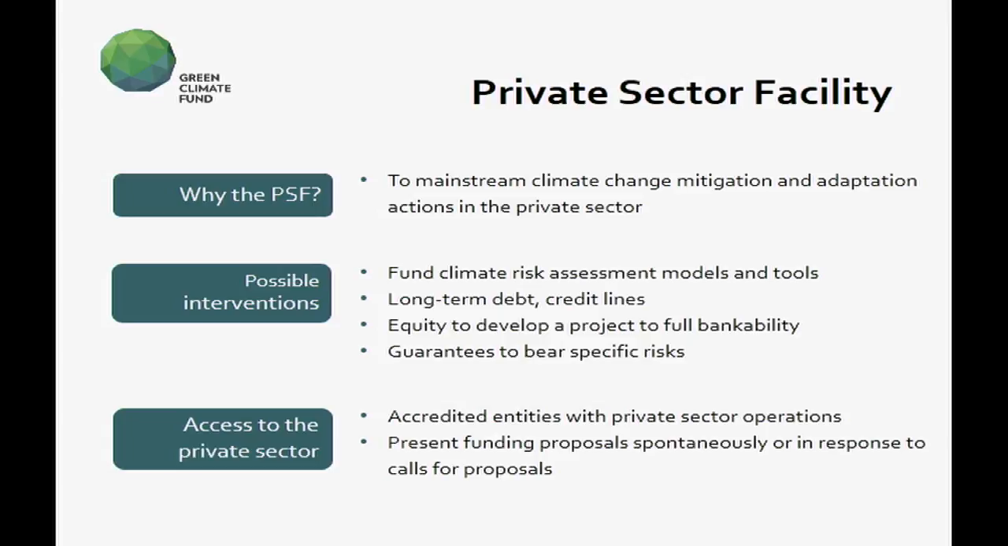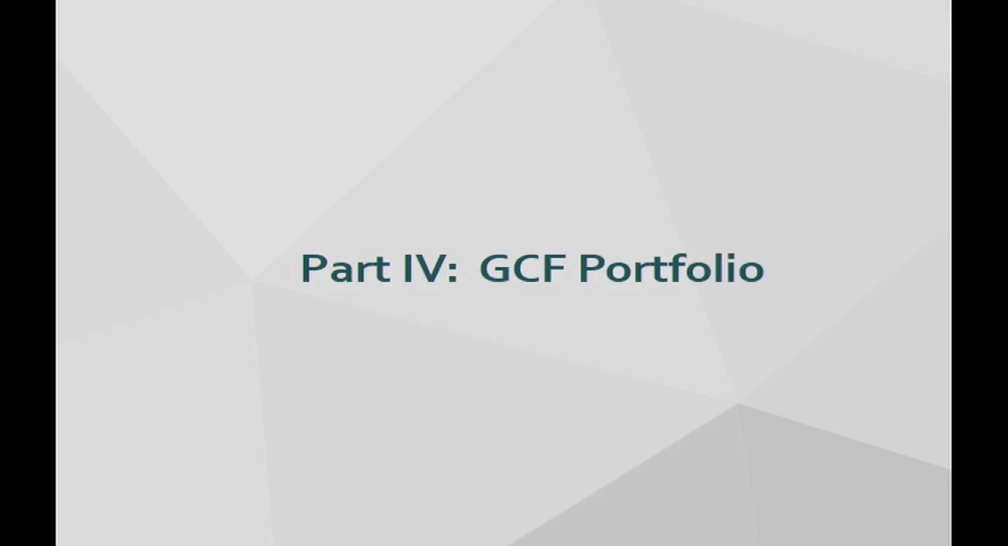In terms of possible interventions, the fund does provide loans, as I said, but it also aims to reduce the risk of investment. So if a private sector wants to invest in a business idea that is climate friendly or increases resilience, for example, the fund aims to reduce the risk to actually make that proposition of interest to the private sector. And the access is, again, through accredited entities, but these accredited entities are usually with private sector operations. So while IDB and IFC are some examples, there are also private banks that have been accredited.